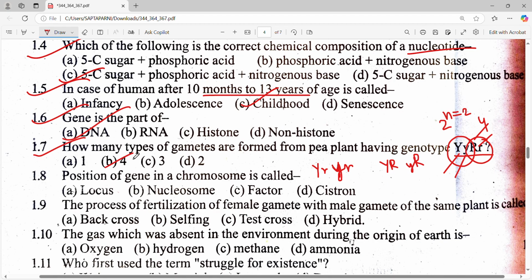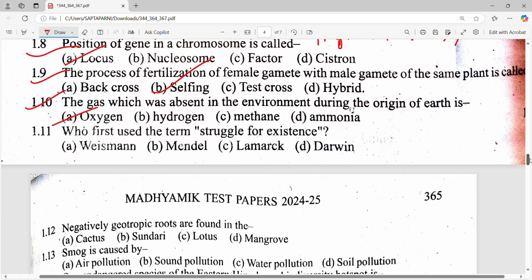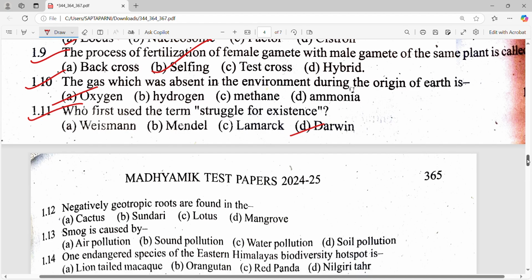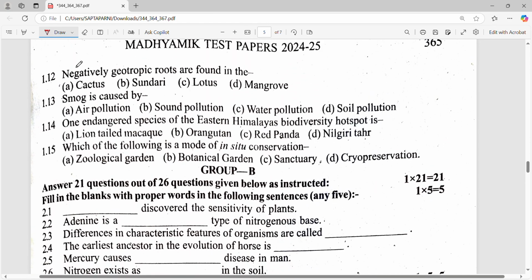Next, the position of gene in a chromosome is known as, obviously, locus. The process of fertilization of female gamete with male gamete of the same plant is known as selfing or self-cross. The gas which was absent in the environment during the origin of Earth is oxygen. Who first used the term struggle for existence? Scientist Darwin. Next, negatively geotropic roots are found in, obviously, Sundari plant.